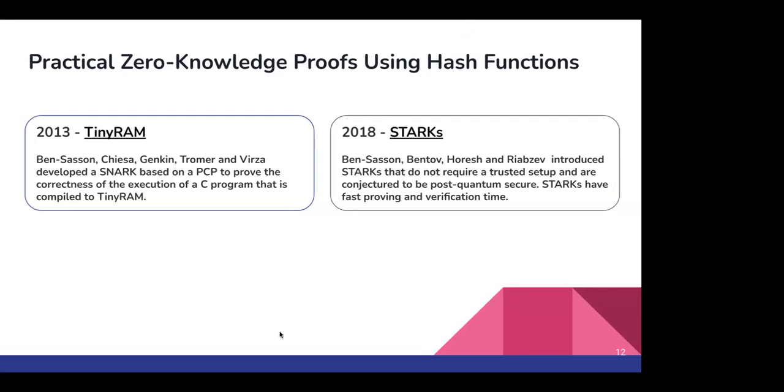The first work, starting in 2013, is called TinyRAM. It's by Ben-Sasson et al. They actually developed a SNARK based on probabilistically checkable proofs. This system allows you to prove the correctness of execution of a C program. This program will be compiled to TinyRAM. TinyRAM actually is a predefined instruction set.